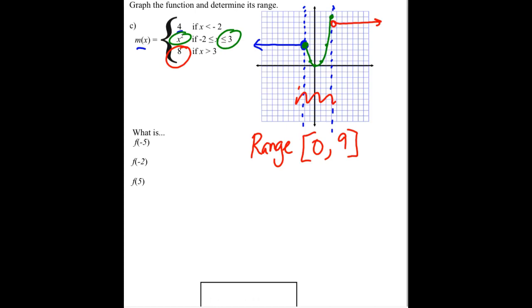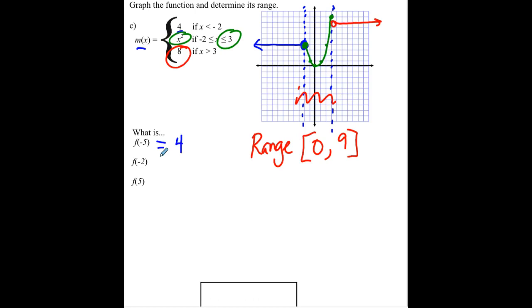All right, I'm going to pause the recording. I want you guys to go through and answer f of negative 5, f of negative 2, and f of positive 5. All right, so which part of my graph do I use for x being negative 5? The first one, the blue part. So my answer is just a 4? Yes? Somehow my board got off while we paused it here.